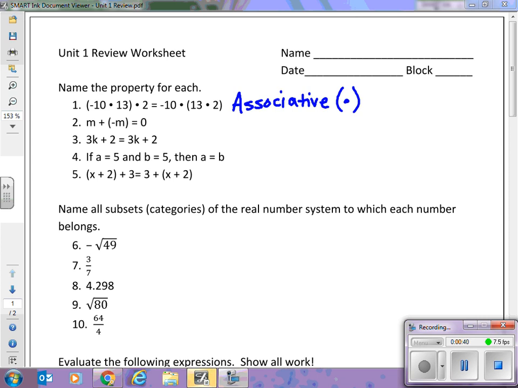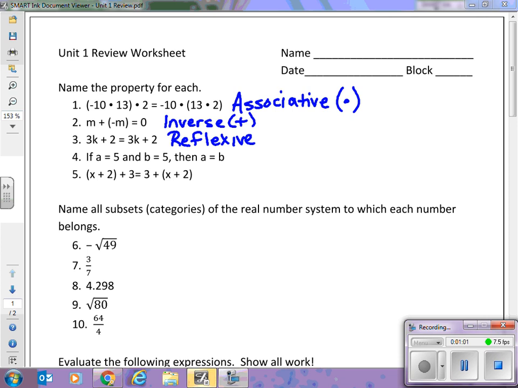If you look at number 2, you have positive m adding negative m to it, and you get 0. That would be the additive inverse, or inverse of addition. For number 3, 3k plus 2 equals 3k plus 2. Everything is exactly the same on both sides. This is your reflexive property.